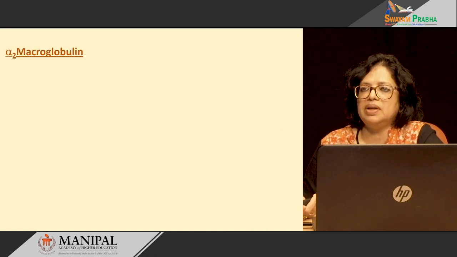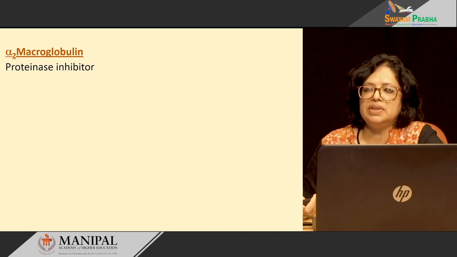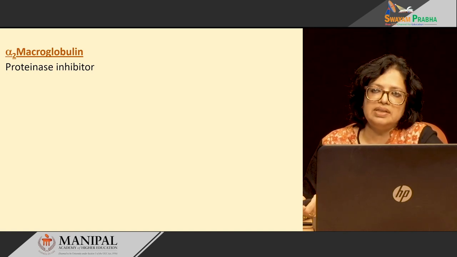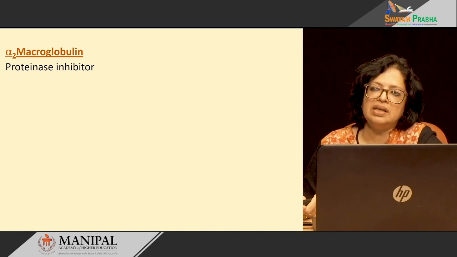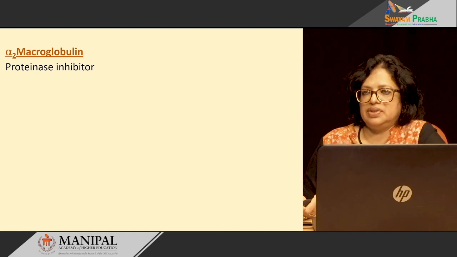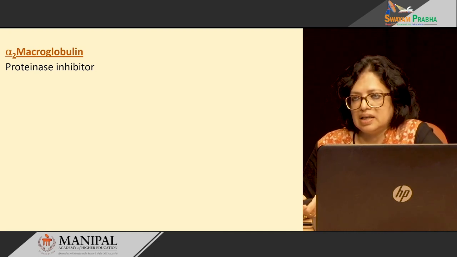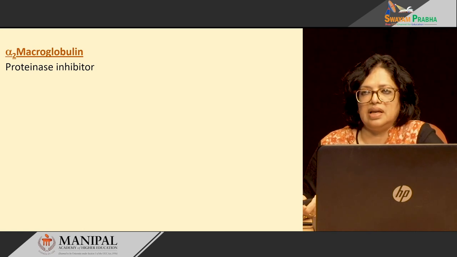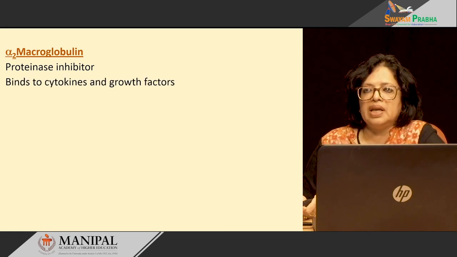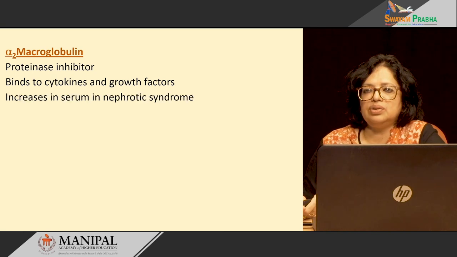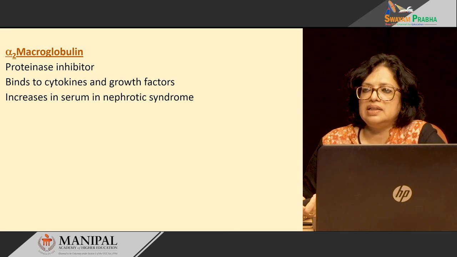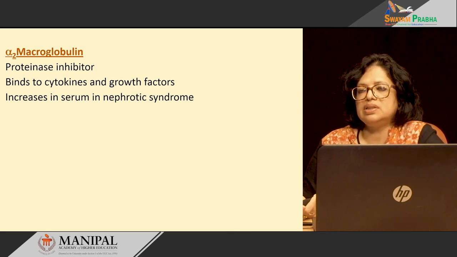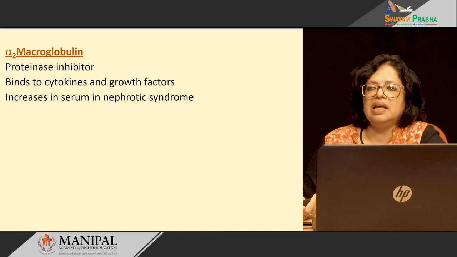Alpha 2 macroglobulin. This is a proteinase inhibitor. It is actually a pan proteinase inhibitor because it can bind to enzymes which contain all kinds of active sites, like serine active site, aspartic active site, metalloproteases and thiol proteases. It binds also to cytokines and growth factors. It increases in nephrotic syndrome. Why does it increase in nephrotic syndrome? Because it acts as a backup for the loss of alpha 1 antitrypsin in the urine.